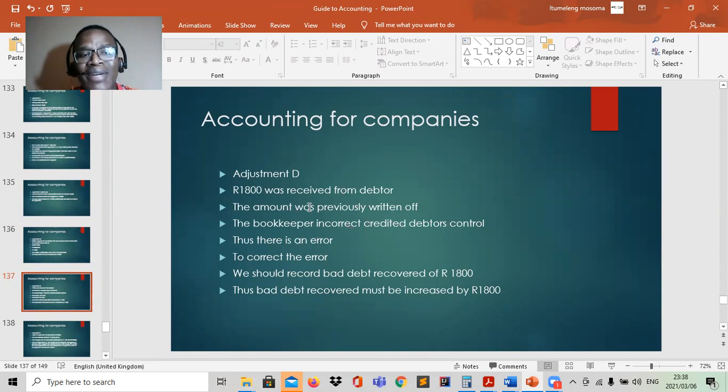This debt was previously written off. It means it was a bad debt previously. So now when they receive this money, this should be what? A bad debt recovered, as you've learned from the previous lectures, right? So we expect to record bad debt recovered of how much? 1,800, right? So the bad debt recovered on the trial balance, when we prepare the income statement, must increase by 1,800. So let's see how it's affected.